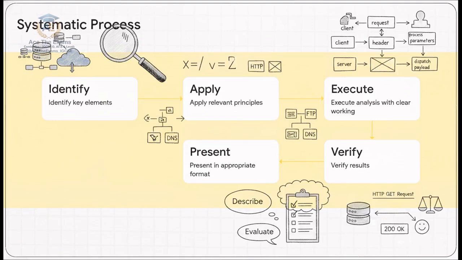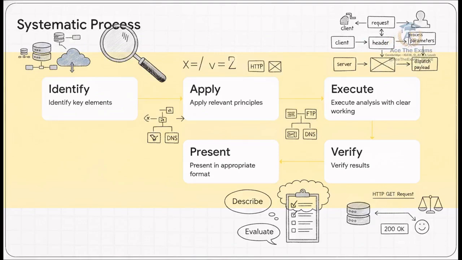Step 2. Apply relevant principles. Think about the specific request and protocols involved. Is it HTTP? Are we talking about TCP/IP handshakes? Step 3. Execute analysis. This is where you break down the communication cycles step by step. The client sends a request header, the server authenticates that request, and then dispatches the payload.